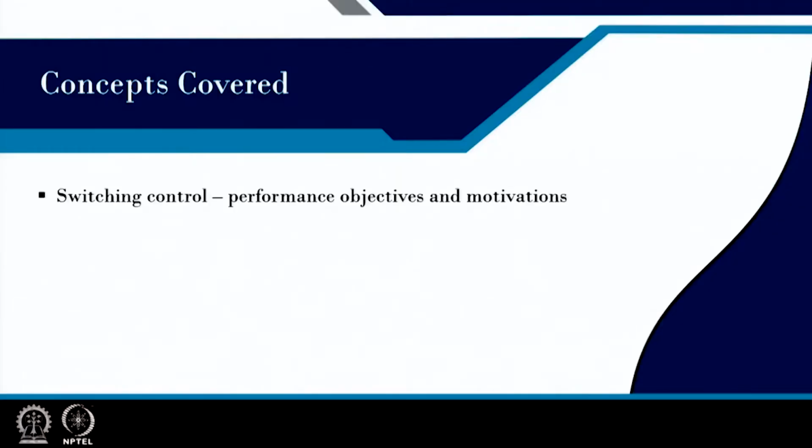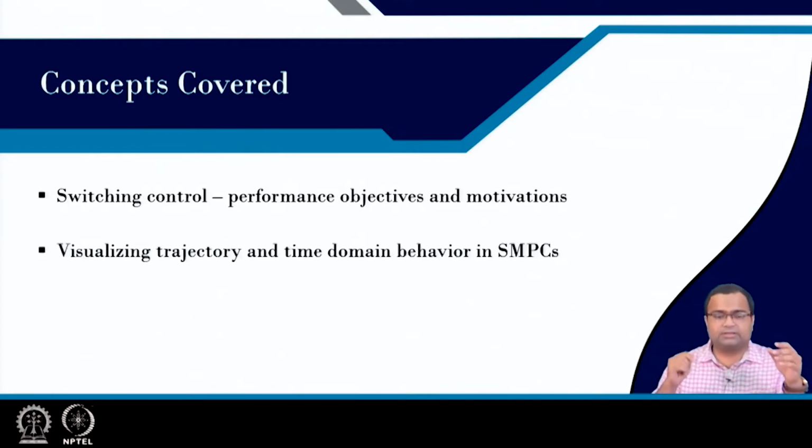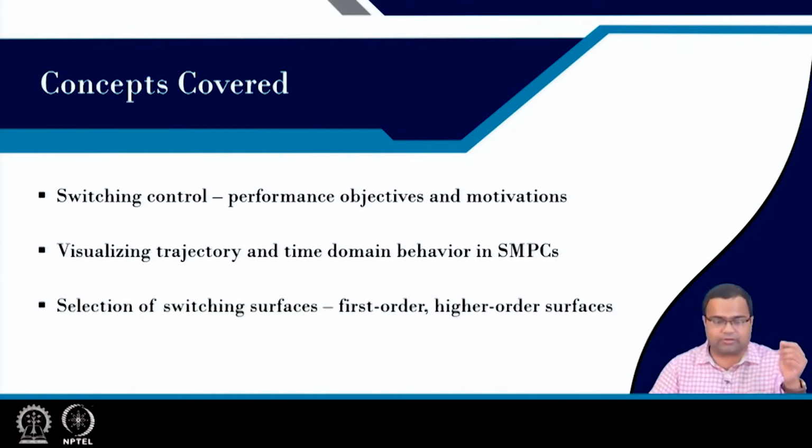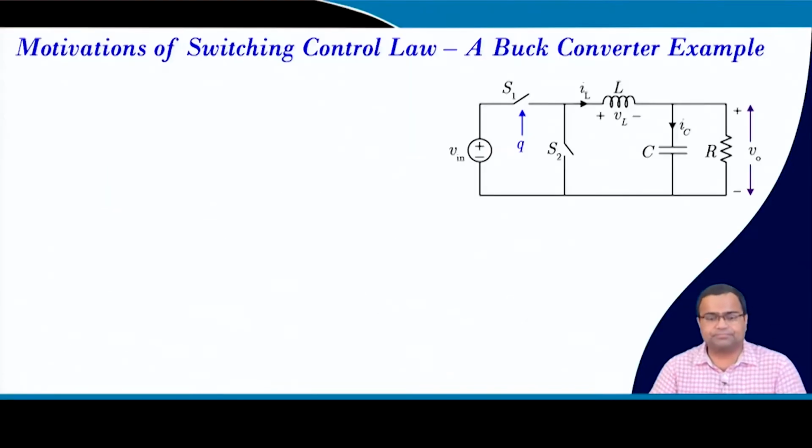So, here first we will talk about the switching control law, the performance objectives, and the motivations. Then we want to visualize trajectory and time domain behavior in a switch mode power converter. Then we talk about selection of switching surface: first order surface, then higher order surface, and then we want to discuss the trade-off between performance, complexity, and cost. And for first order switching surface, we are also going to consider a few MATLAB case studies.